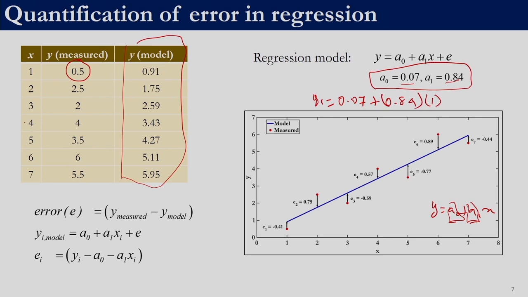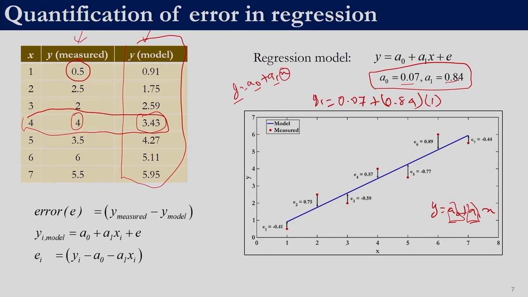Similarly, for y4, this 4 is the observed value that is already given. So to get this 3.43, we'll have to plug the value of 4 into this equation, y is equal to a0 plus a1x, right? So a0 is 0.07, a1 is 0.84. So we'll have to calculate with x as 4, we'll have to calculate the y value. So that would be 3.43. So now we have the measured values, and now we also have the values predicted by the model. So for each of these points, we can calculate what is the error.